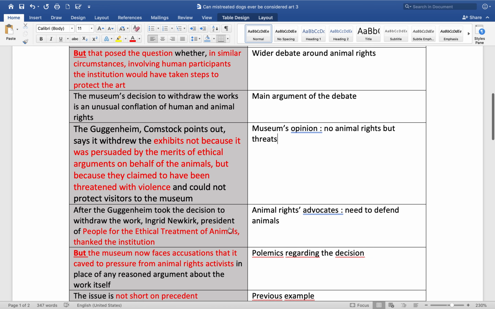Moving on, we're back to the decision from the museum, which was not made on behalf of the animals, but simply because they were threatened with violence. So this is the museum's opinion. No animal rights, but threats. Okay, so we know where the museum stands. The museum is not taking position. The museum is not saying, oh, well, we have to defend animal rights. No. The museum's position is we had to remove those exhibits because we were threatened.